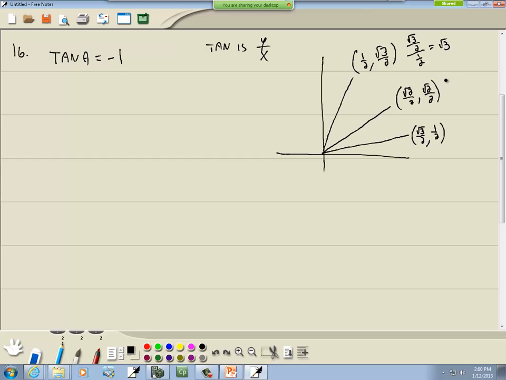On this one, y over x, square root of 2 over 2, over square root of 2 over 2, which would just give us 1. And then down here, y over x, I would have 1/2 over square root of 3 over 2. 2's go away, and I'd have 1 over square root of 3, which if you multiply top and bottom by square root of 3, would give you square root of 3 over 3. Okay, well, what we're looking for is negative 1. So it looks like we're interested where the values are both square root of 2 over 2 and square root of 2 over 2.